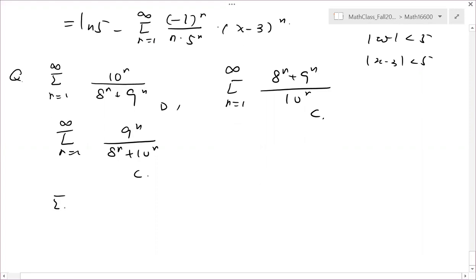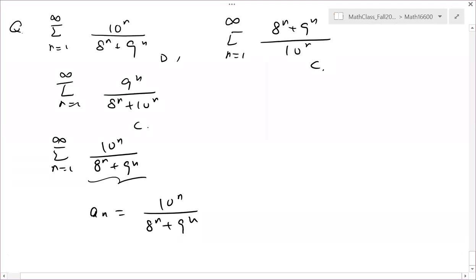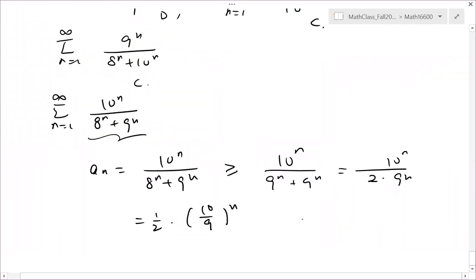okay? So let's take a look at the first one, right? So this term does not approach zero, okay? But then I have to use a gradient estimate. So what should I do? I change 8n to 9n. Is that okay? I make the denominator larger, so the fraction becomes smaller. Then this will be twice of this, right? So that would be 1/2 times 10 over 9 to the nth power, right? That goes to infinity as n goes to infinity.